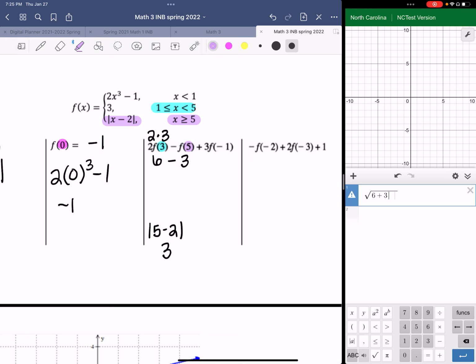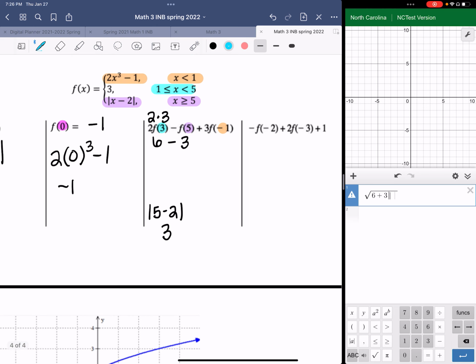And then the last one that we have an input of negative 1, but then it's being multiplied by 3. So if I do an input of negative 1, that's going to be less than 1. So we're going to put it in the first one. All right, so I have 2 times negative 1 cubed minus 1. Well, negative 1 cubed is negative 1. Then we have negative 1 times 2 is negative 2, so this is going to be negative 3. Well, 3 times negative 3, that's going to give me minus 9. Or you can put plus negative 9 if that works for you.